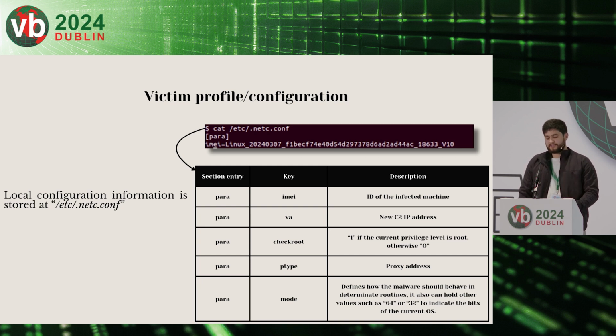The check root key is basically saying if the machine has root or not. The proxy address, because the DinodasRAT also supports proxy communication. And also the mode. This mode key in the configuration is pretty interesting because it can have different values depending on the routine. It's like an argument. But in general, it will hold the current bitness of the machine, if 64 bits or 32 bits.